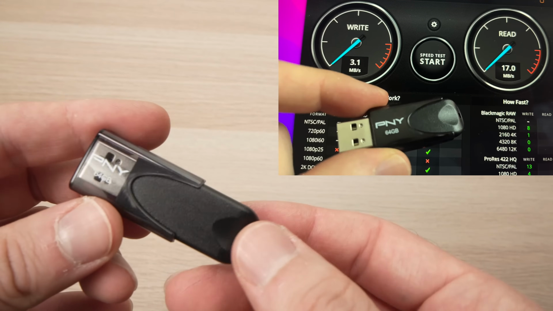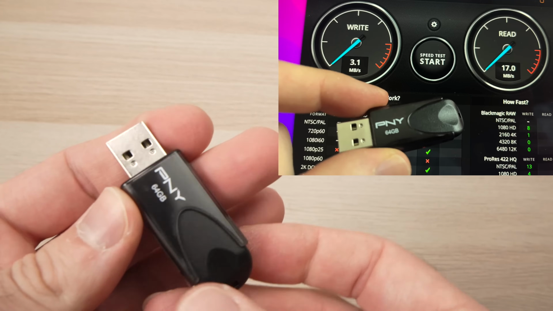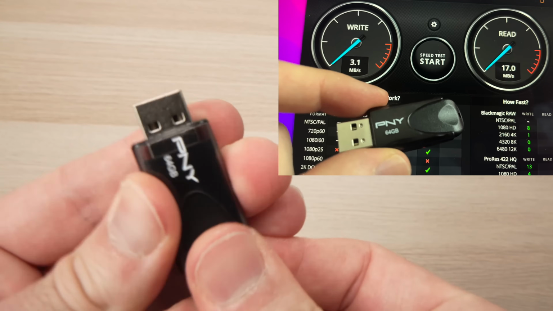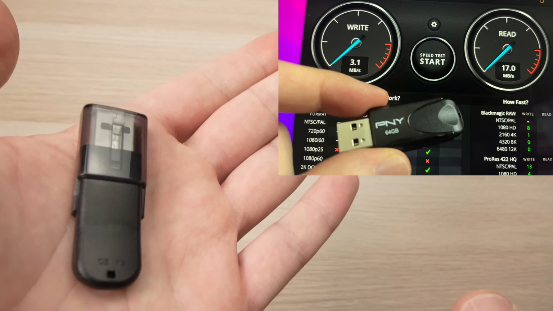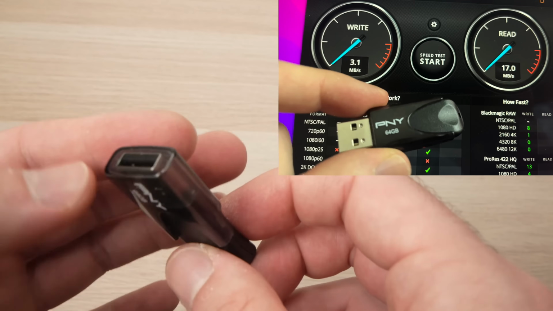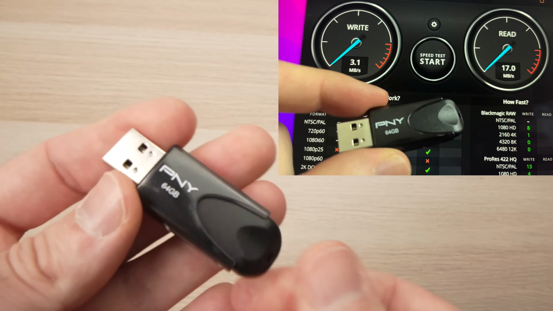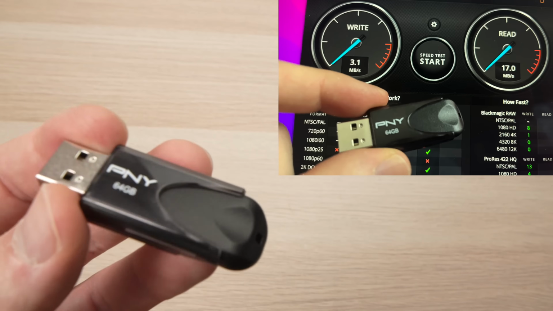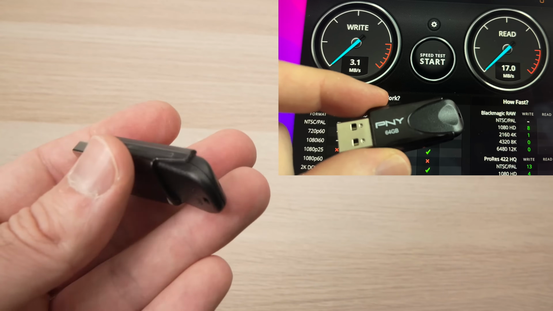Then this PNY Attaché 4 performed really badly as well, only 3.1 megabytes per second write speed and 17 megabytes per second read speed. And by the way, I have tested these using Disk Speed Test by Blackmagic Design on my Mac computer. Maybe you'll get better results on a PC, I have no idea, but this is what I got by transferring 1 gigabyte.